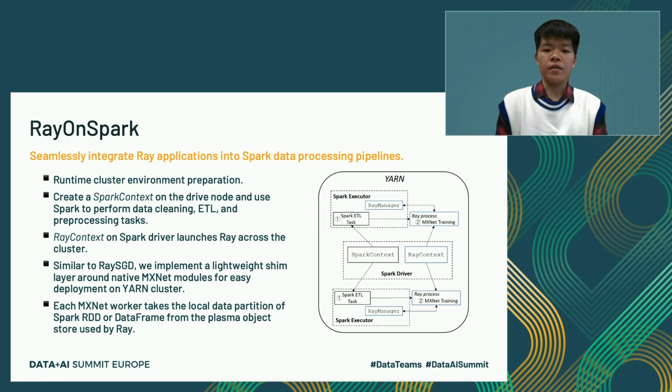Similar to RaySGD, we implement a lightweight wrapper layer around the native MXNet modules to help handle the distributed settings of a distributed MXNet training on the Yarn cluster. So in our implementation, MXNet workers and parameter servers all run as Ray actors, and they communicate with each other through the distributed key-value store natively provided by MXNet. As you can see in the figure, we have Spark and Ray in the same cluster, and therefore Spark in-memory RDDs or data frames can be streamed into Ray's Plasma object store, and each MXNet worker can take the data partition of the Spark RDD from its local Plasma object store for model training.